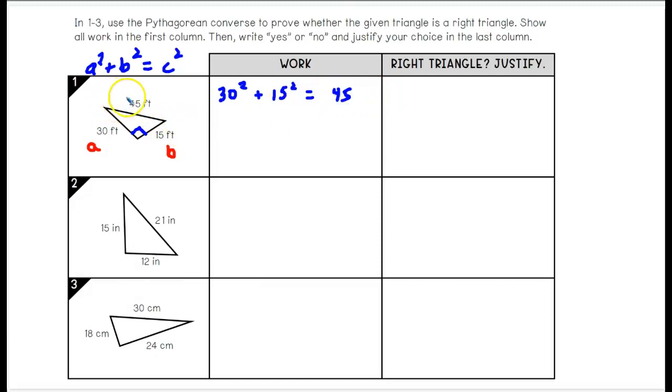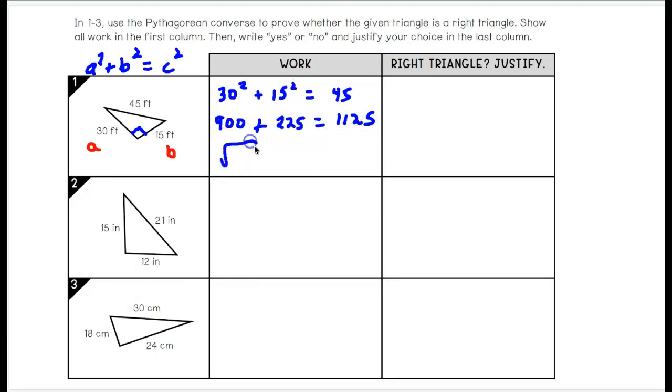Because it says that this is a 45-foot side. And if a squared plus b squared is equal to c squared, then this should be c. So 30 squared is 900. And 15 squared, if you're punching these in your calculator, and hopefully you are, is going to be 225. So when I add those together, 900 plus 225, I'm going to get 1,125.